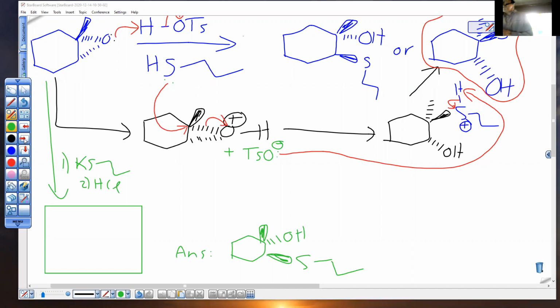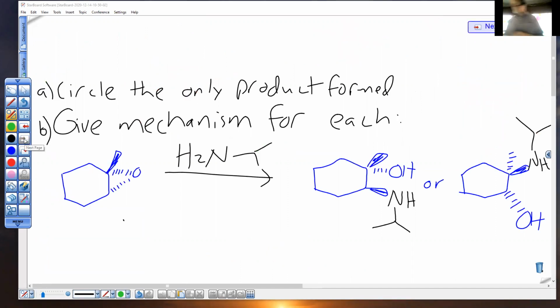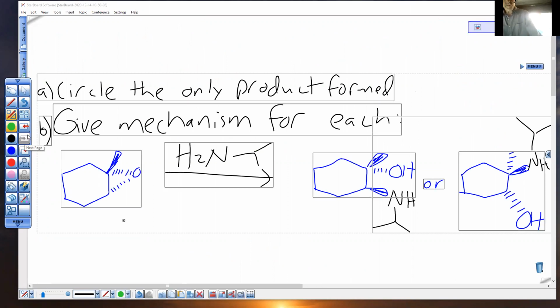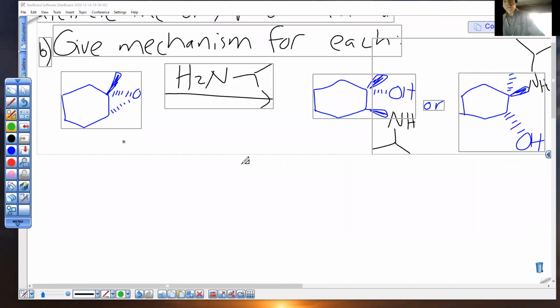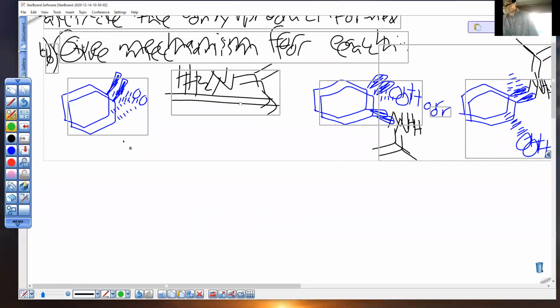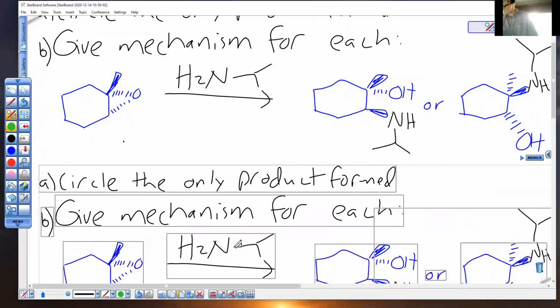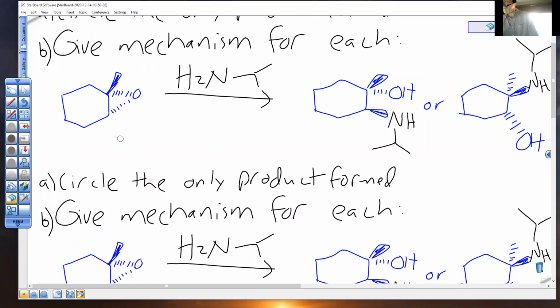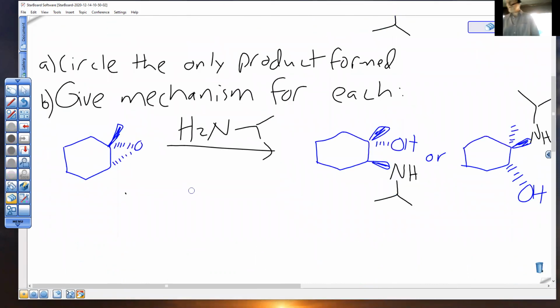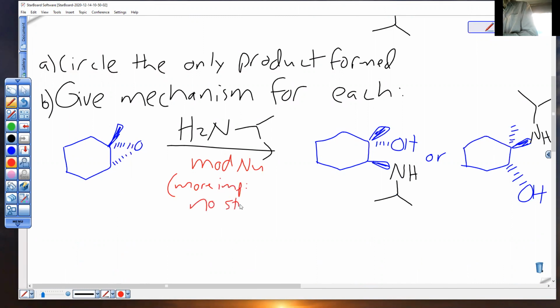And the big finish. You're saying, wait, we don't have enough chemicals in this one. How do I do it? Well, let's follow the prediction rules first. The prediction rules say, do I have a strong acid present? No. So I've got to use the nucleophile approach. I have a moderate nucleophile and no strong acid. Mod nu. More important, no strong acid.